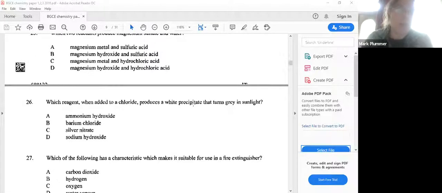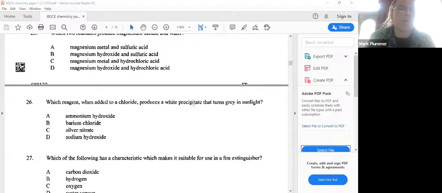26. Which reagent, when added to a chloride, produces a white precipitate and turns grey? This is your standard test for a chloride ion. The answer to number 26 is C. So it's another area that always comes up, the test for the chloride ions. The test for the anions and the test for the cations.